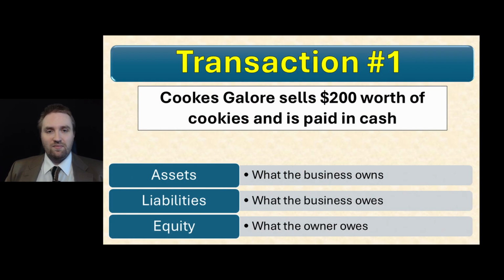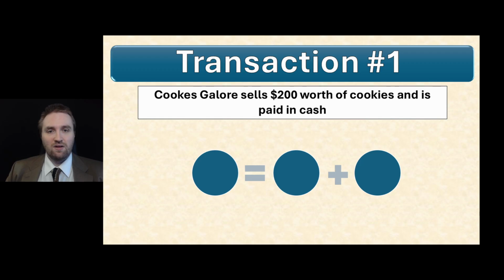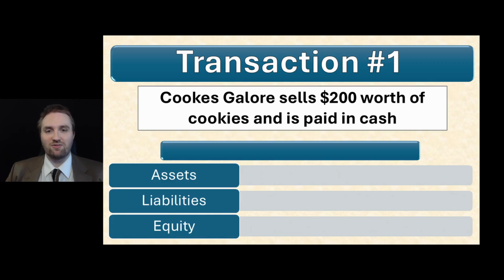Transaction number 1. Cookies Galore sells $200 worth of cookies and is paid in cash. Step by step. First, we know from the accounting equation that the business gained $200 in cash and the owner gained $200 in sales revenue, which adds to the owner's equity. Thus, $200 in assets equals $0 in liabilities plus $200 in owner's equity. Next, we determine the accounts. How do we determine the accounts?